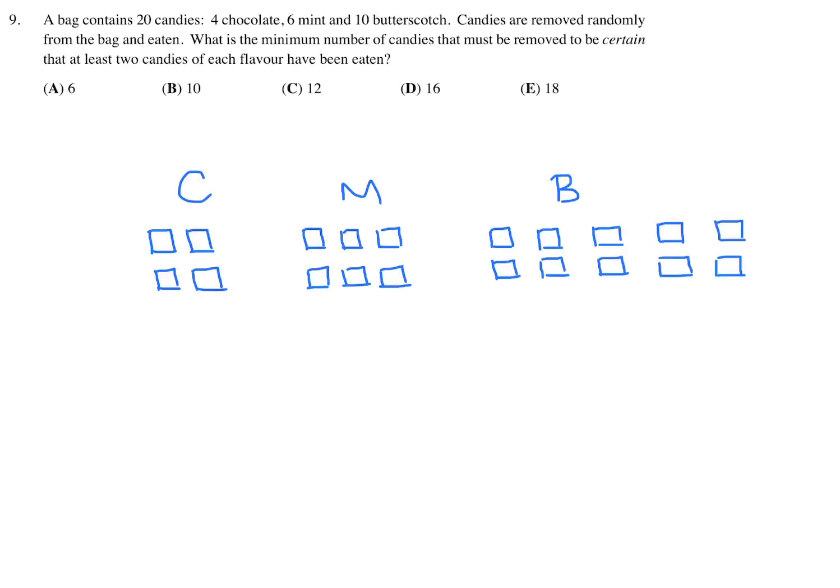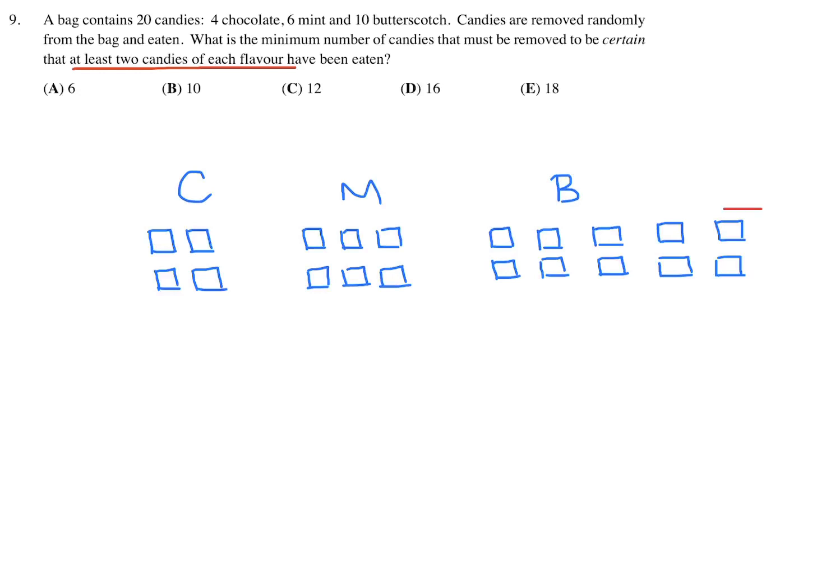All right, so let's talk about this one here. What is the minimum number of candies that must be removed to be certain that at least 2 candies of each flavor have been eaten? All right, let's start. Let's say I removed 10. I said, you know what, let's remove a large number. If I remove 10 candies, am I guaranteed that at least 2 of each flavor have been eaten?